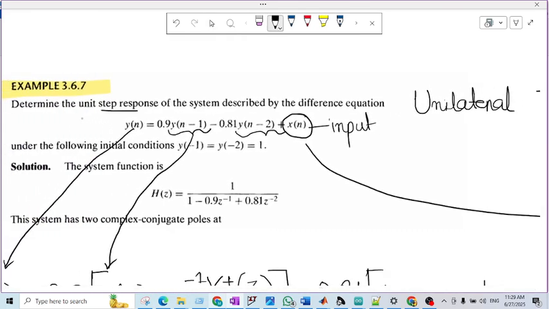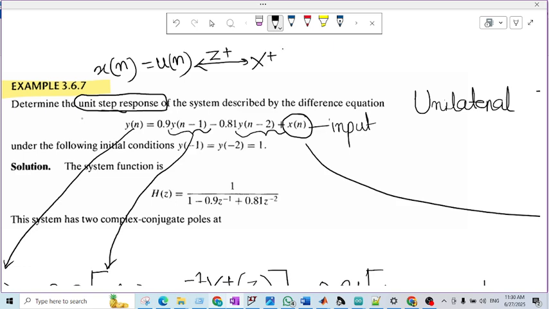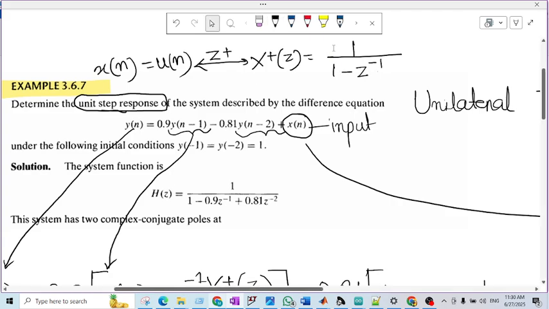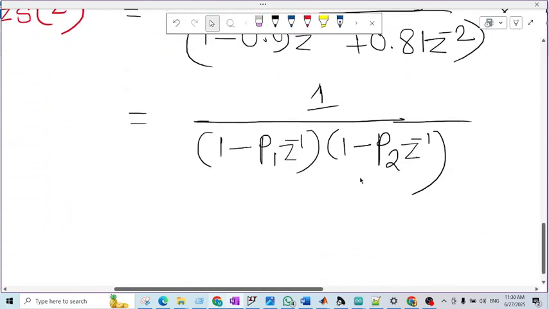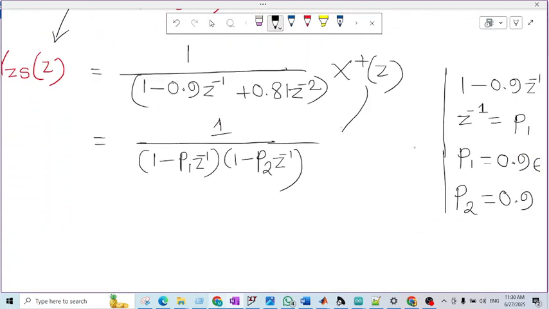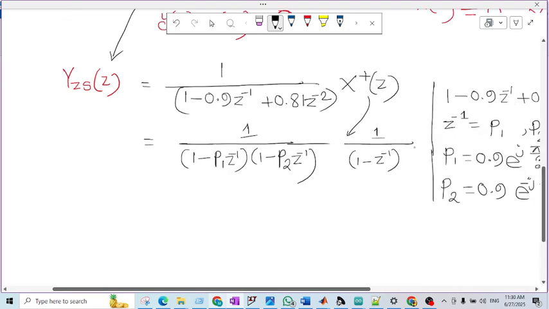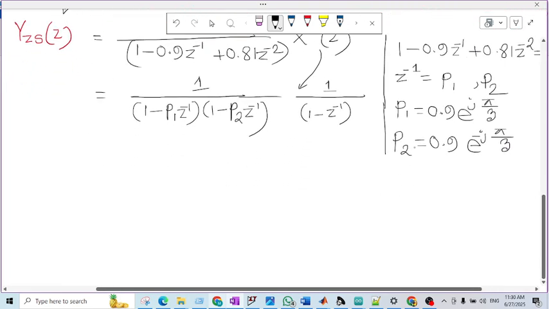this is unit step response, right? So unit step response means the x[n] is simply u[n], and we all know the z transform or unilateral z transform both are same, which is equal to 1 by 1 minus z inverse 1. So let's write this 1 by 1 minus z inverse 1 here. Okay, now we have to do a partial fraction here.